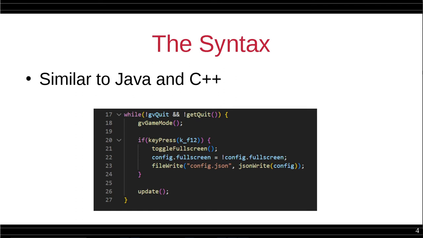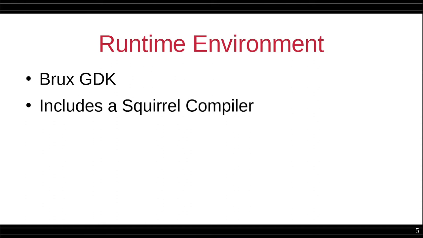And you might wonder, what are we going to use to run our Squirrel code? Well, we're going to use a runtime environment called Brux GDK, which is a game development toolkit developed by Calvin Shadewing, and it includes a Squirrel compiler, so you don't need to download that separately. Brux GDK also has access to a lot of other additional functions that I'm going to talk about later in this series.